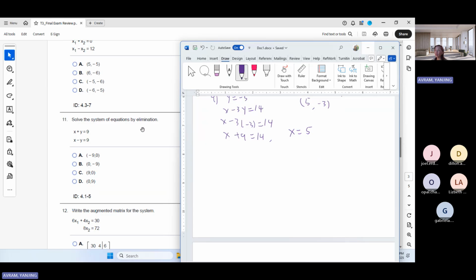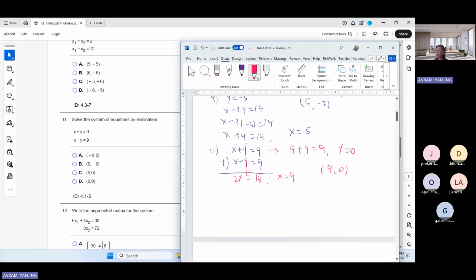4.1 right here. This is solving by elimination, right? This elimination will also be really easy, okay? Because you have x plus y equal to 9, x minus y equal to 9. I'll just add these two together, right? And then y and y are going to cancel out. So I have 2x equal to 18, right? And x will be equal to 9. And then you can put x equal to 9 into the first one right here. So 9 plus y equal to 9. So y should be 0. So you have 9 and 0.